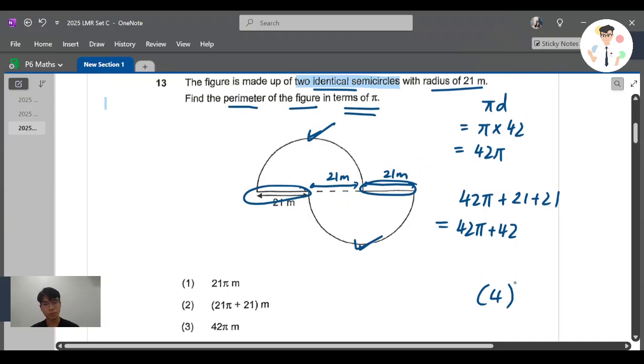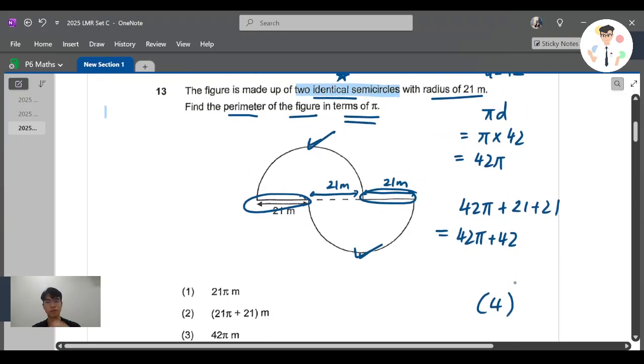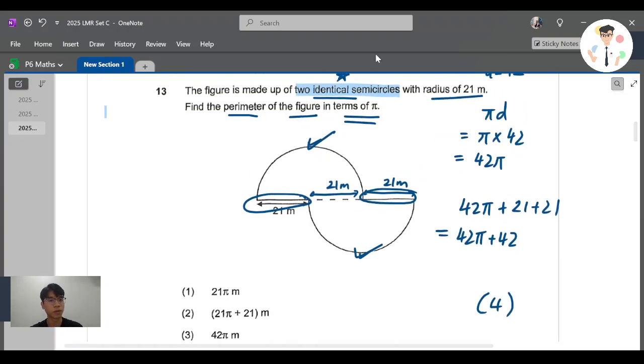Okay, nothing tricky, just a quick reminder on the formula, and again on the words in terms of pi. In terms of pi means you don't need to know the value of pi, and we keep it as it is. Now, just a quick reminder: don't add this and this together. You can't add them together because this is with pi and this is without pi. They are not like terms, they are unlike terms.